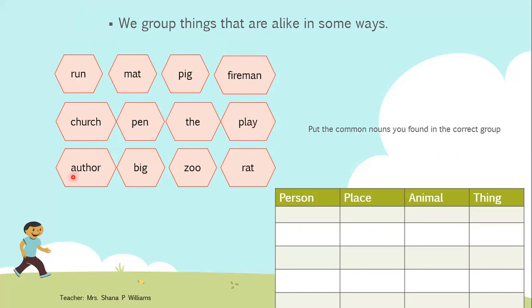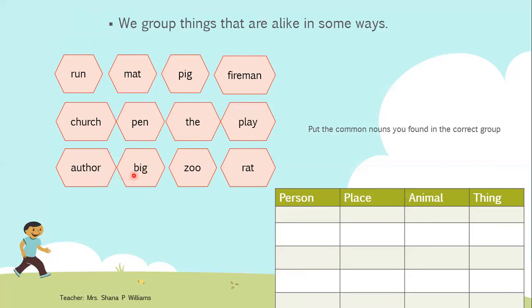All right, author. Is author the name of a person, place, animal, or thing? Very good. Author is a person who writes books, right? So it's the name of a person. The author wrote the reading book, A Pig in a Pen. So under person, you're going to write author.